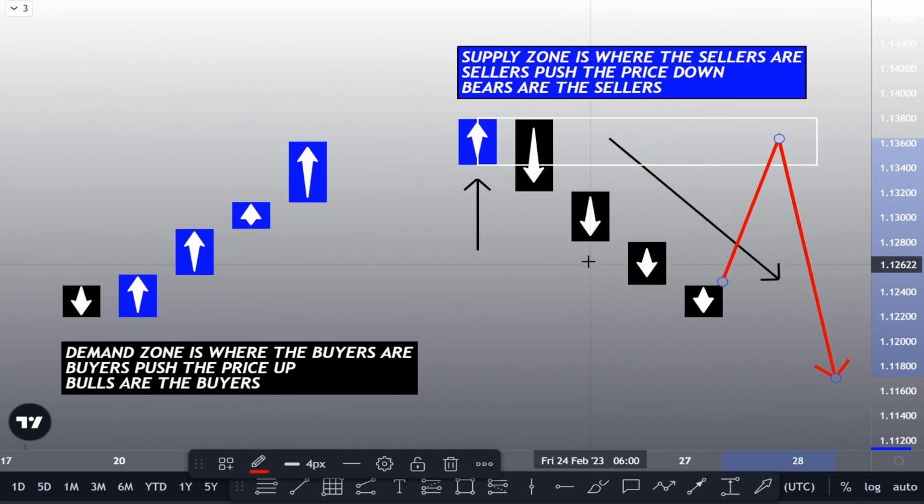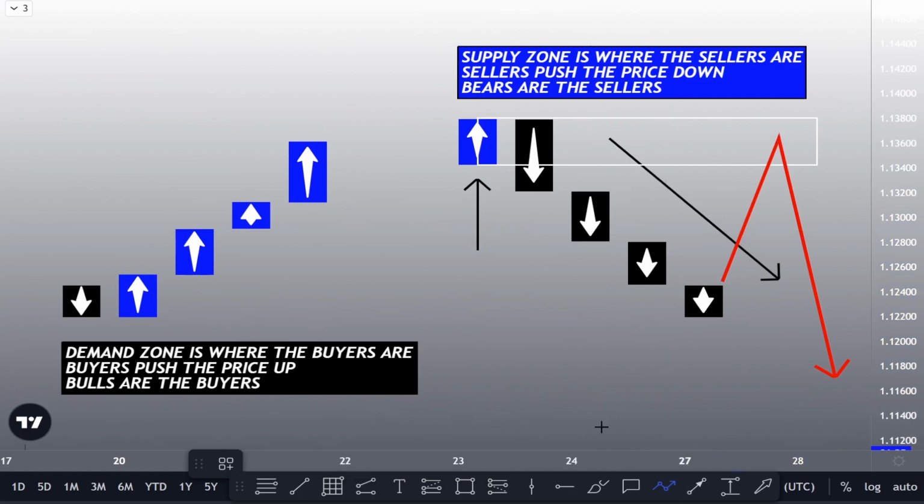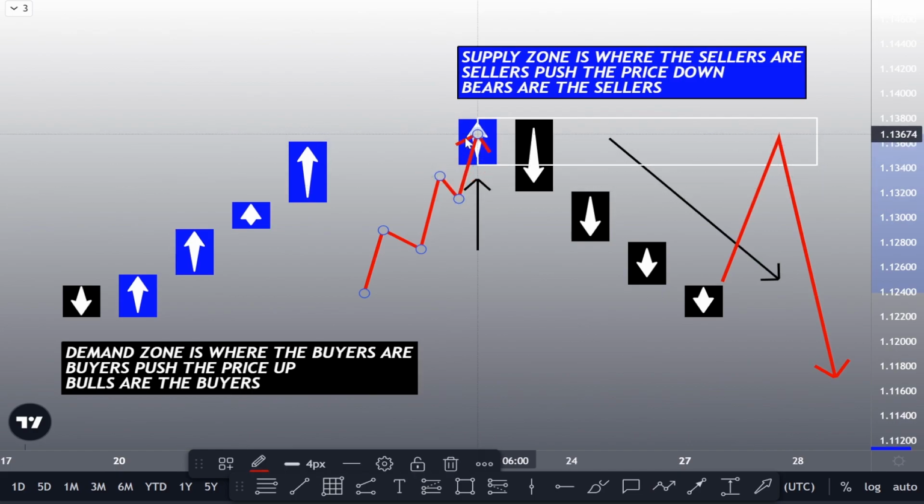However, in order to draw a supply zone, it's going to be the first blue candle before the price shifted in the downwards direction. Let me explain. There was a move to the upside, just like so. And this is the reason why here we have a blue candle. This blue candle was going upwards. Suddenly, there was a change in direction. This change in direction resulted in the price going downwards.